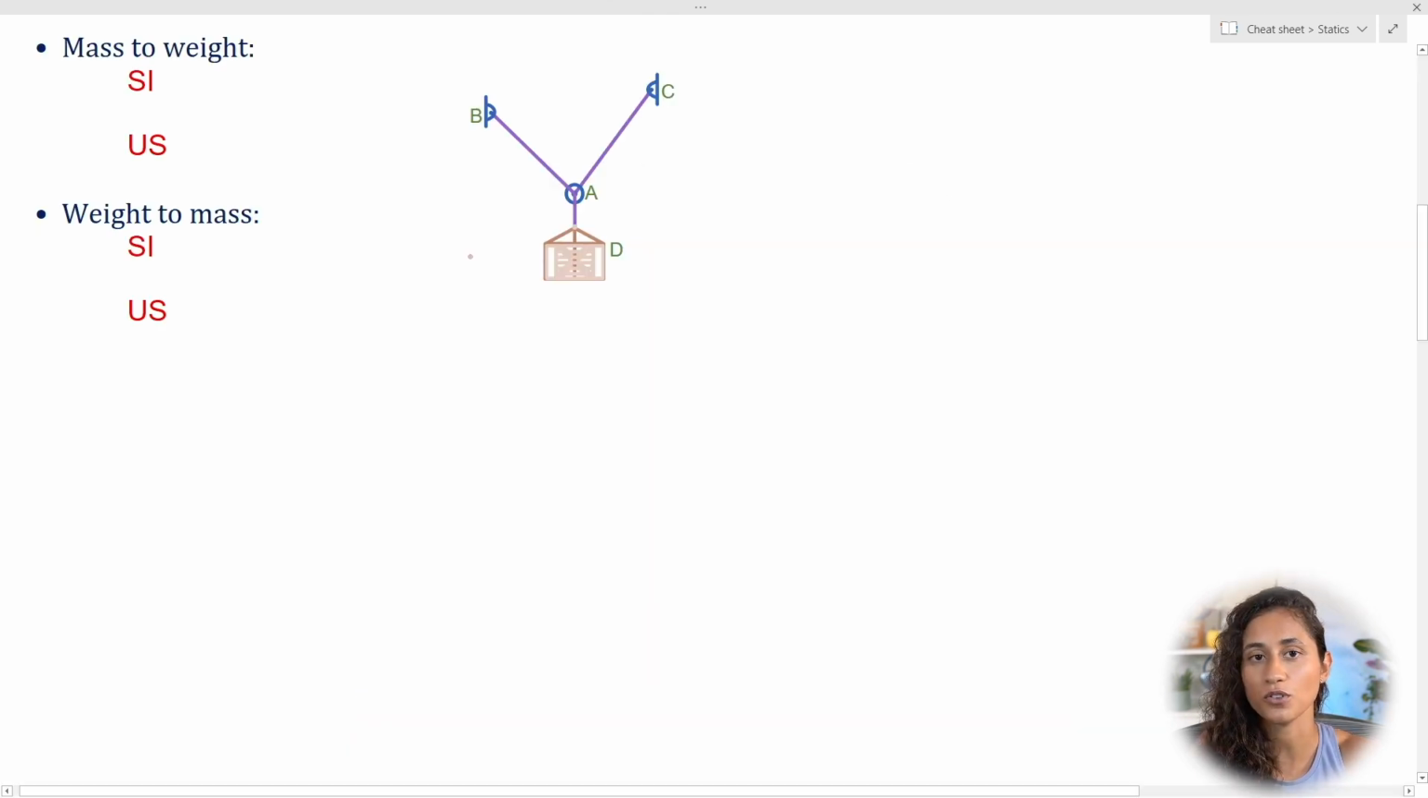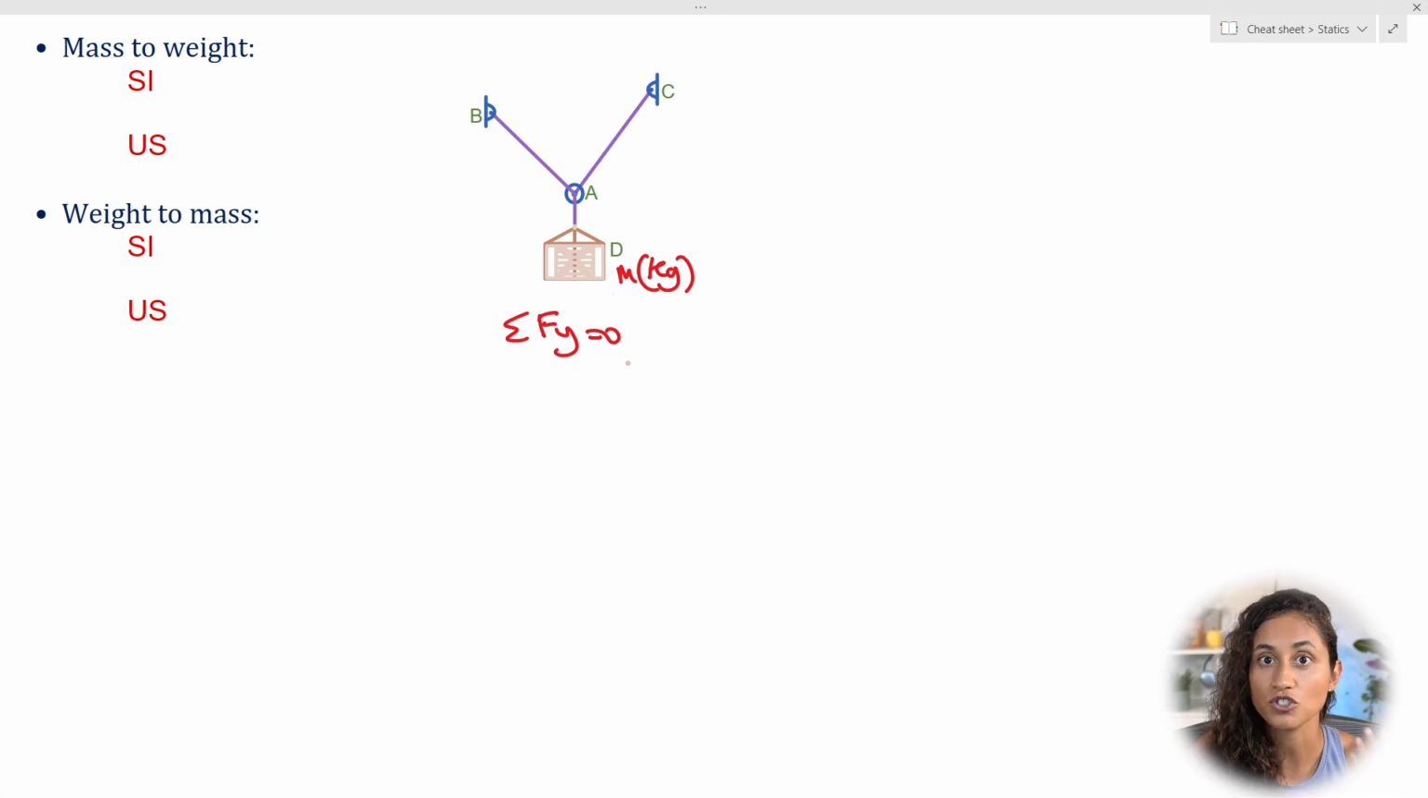Now, the last thing we're going to cover here is mass and weight. And let's first go over mass to weight. So this is actually common when we have problems like this. And so let's say here we were given the mass of block D in kilograms. Let's first start with SI units. And when we set up the summation of the forces on the y equals 0 equation, if you guys remember, I mentioned this before, every single term in this equation has to have the units of force, right? Which is newtons. Now, mass doesn't have units of newtons, right? So what we're going to need to do is take the mass and convert it to weight.